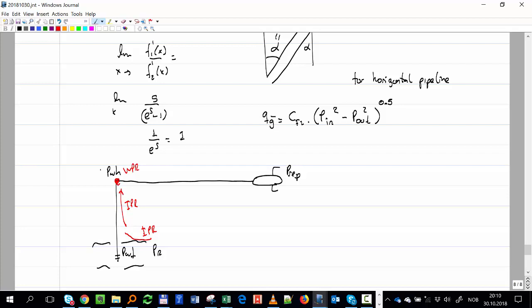Now, from the separator, I have to move counter current all the way to the wellhead. That means I have to use that equation. How do I use the equation? I have the Q, I have the P out, and then I calculate P in. That means the required pressure at the inlet of the flow line to flow against 40 bar.